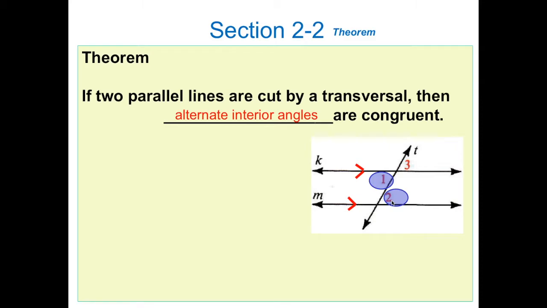All right. If two parallel lines are cut by a transversal, then alternate interior angles are congruent. Okie dokie, right? We knew that angle 3 is congruent to angle 2. How? Well, we're not talking about that, right? We're actually talking about angle 1 and angle 2.